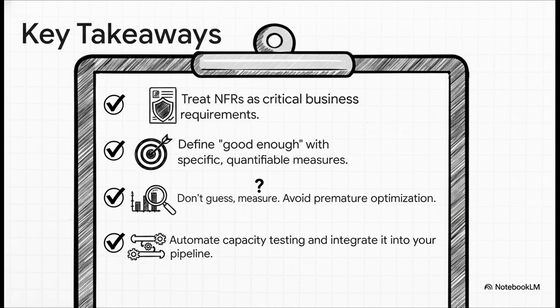So, to wrap things up, let's just hit the key takeaways here. First, treat your non-functional requirements like they're just as important as any other feature. Second, define what good enough means with actual numbers, not fuzzy statements. Third, don't guess where the problems are, measure. Avoid that premature optimization trap. And finally, automate your capacity testing and make it a part of your everyday pipeline.